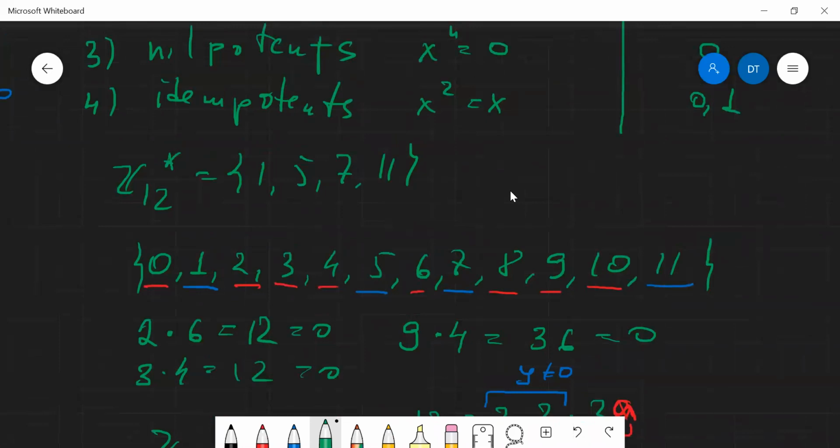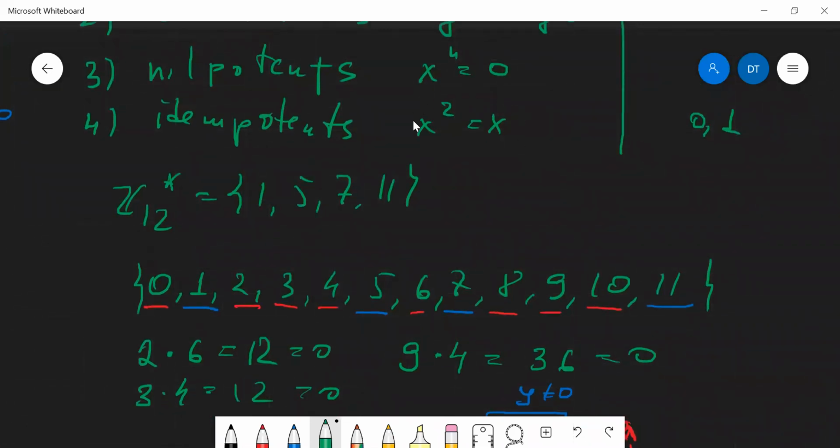Well, how do you do that? It's simple. You just check every element, raise it to the second power, and compare the result with the element itself. If the result is the same modulo 12, then it's an idempotent. If the result is different, then it's not an idempotent. So you just have to raise every element here to the power of 2, and you're done. But that's not very fun. Technically, this is how you solve this problem.